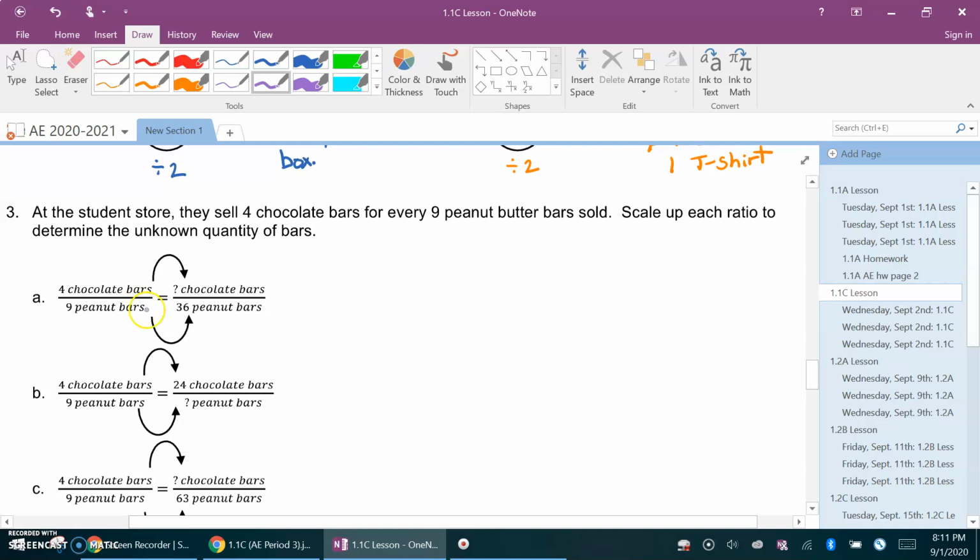That's okay. So 9 times what gives us 36? So we have 9 times 4. So 4 times 4 gives us 16. So that means there are 16 chocolate bars. So since they're all scaling up, we're going back to multiplication. And now's a great time to hit pause to try B and C on your own.